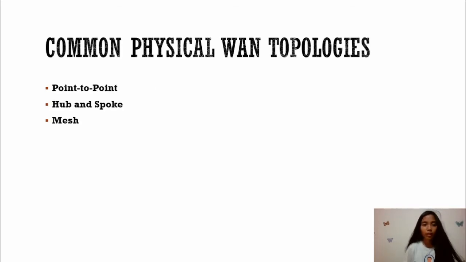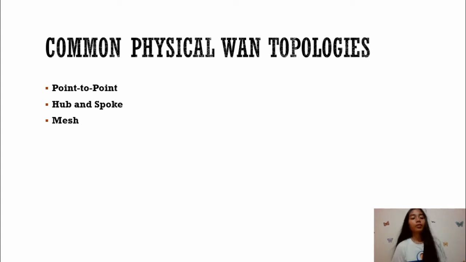So we have the common physical topologies. We have the point-to-point, which is the simplest topology that consists of a permanent link between two endpoints, and for this reason it is a very popular topology.